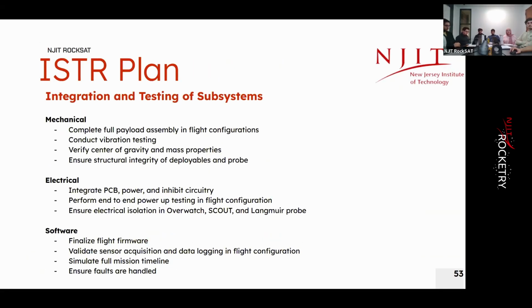The ISTR plan. So this is a step towards the ISTR. For the mechanical aspect, we need to complete full payload assembly and flight configuration, conduct vibration testing, verify the center of gravity and mass properties, and ensure structural integrity of deployables and probe. For the electrical, we have to integrate PCB, power, and inhibit circuitry, perform end-to-end power-up testing in flight configuration, and ensure electrical isolation in all the modules. Finally, for software, we have to finalize flight firmware, validate sensor acquisition and data logging, simulate the full mission timeline, and ensure that all faults are handled.